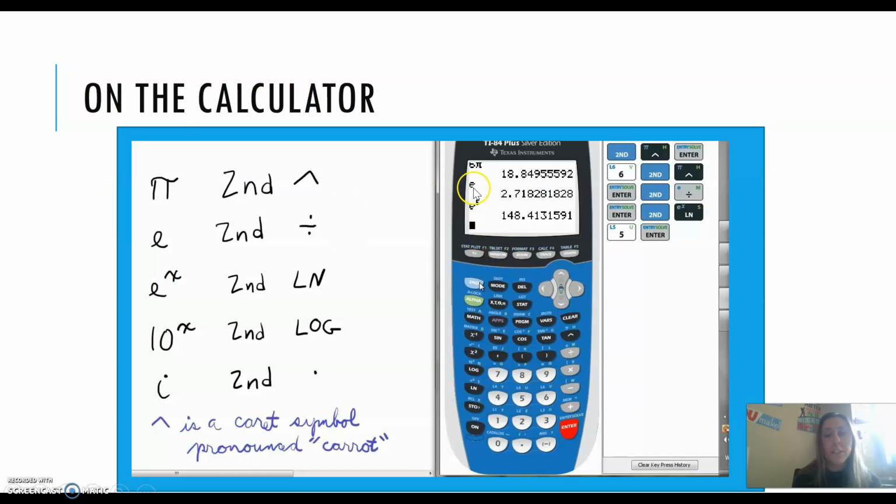So if you wanted to do E, you would do second and that division sign, and then you would hit enter, and it would just give you the number. E is a lot like pi: whereas pi is just an irrational number, so is E. The other one that you'll use a lot is this caret. You can just use the caret and it'll give you any power you want. Here are your log buttons over here by the 7 and the 4. So you'll use those a lot.